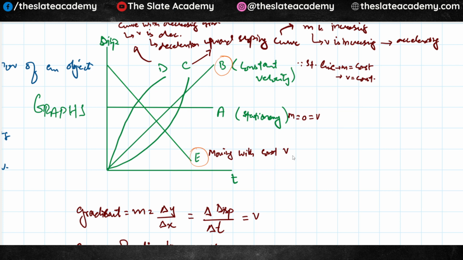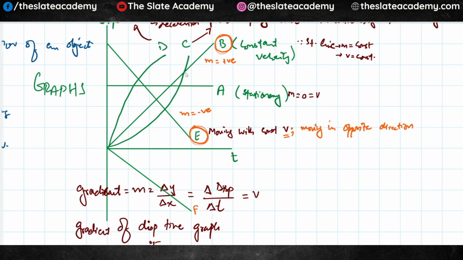And all these other objects C and D, because their gradients at the end of the day, whether they are increasing or decreasing, are still positive. For E and F, the gradients are negative. So that means velocity is negative, and negative velocity means velocity in opposite direction. Understood? It's in opposite direction, but constant velocity. Therefore, it's neither accelerating nor decelerating. Is that also understood?